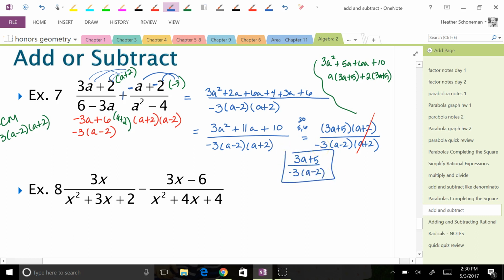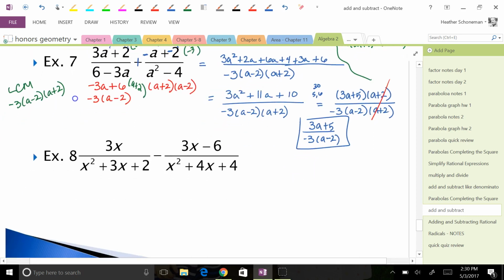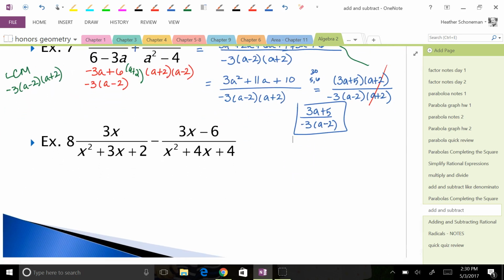Now, will every problem be that hard? No, but you do need to know how to do them. Okay, here we go again. I'm going to start by changing this minus to plus a negative and changing all these signs, so I don't forget to do that later.